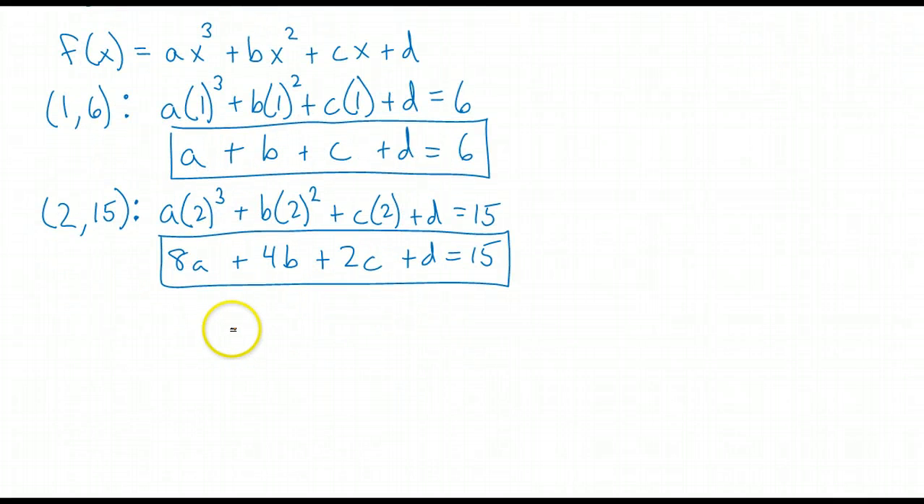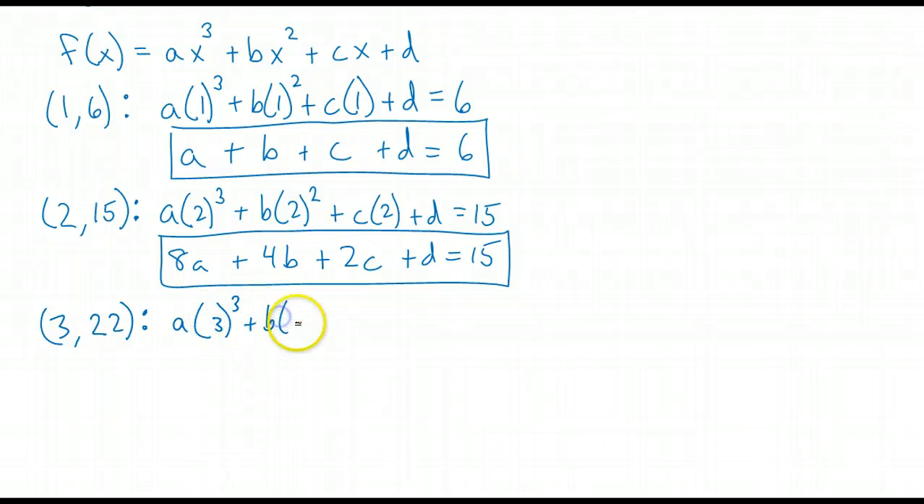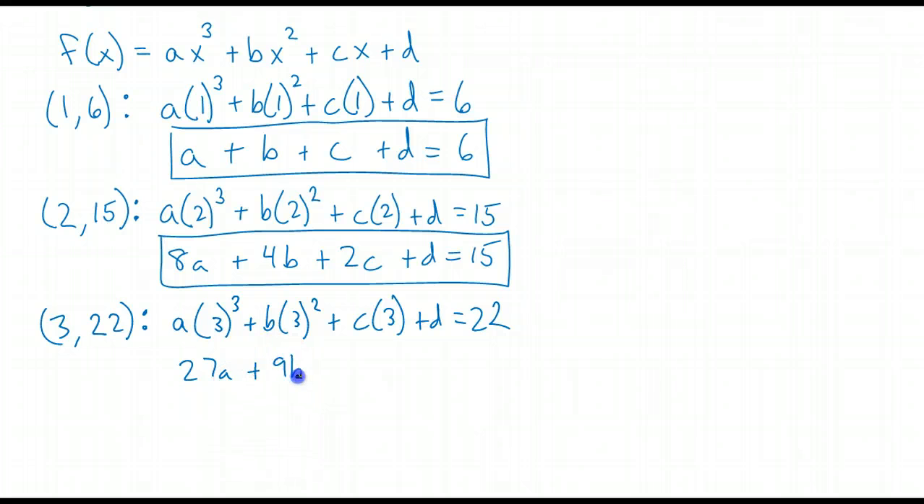I need to keep going. I'm going to move to my next point. When x is 3, my output is 22. So I'm going to plug in 3 for x. So I have a times 3 cubed plus b times 3 squared plus c times 3 plus d, and my output will be 22. So I have 27a plus 9b plus 3c plus d equals 22.